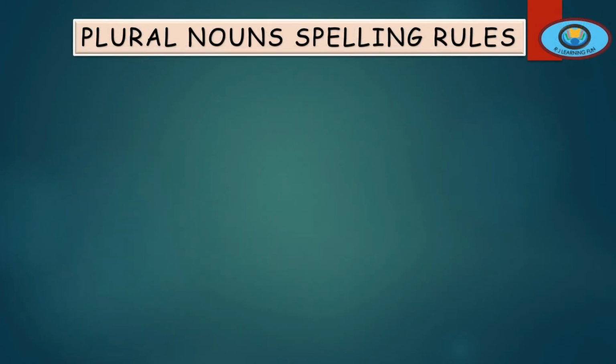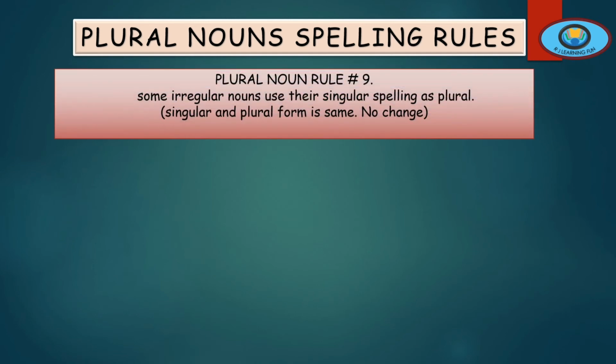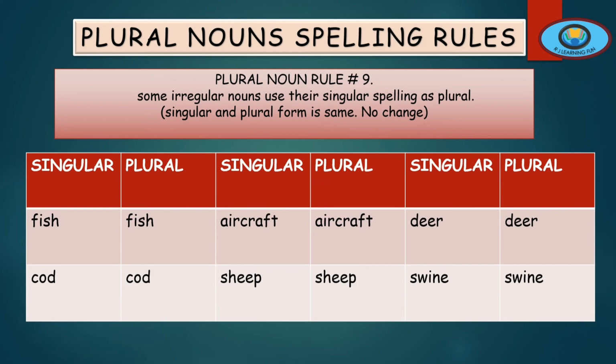Plural noun rule number 9. Some irregular nouns use their singular spelling as plural. So their singular and plural form is the same, no change at all. For example, fish, fish; caught, caught; aircraft, aircraft; sheep, sheep; deer, deer; swine, swine.